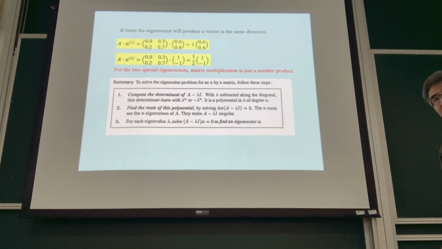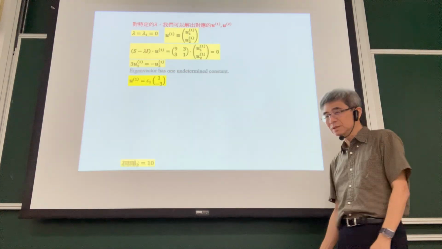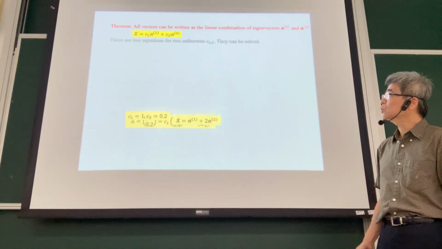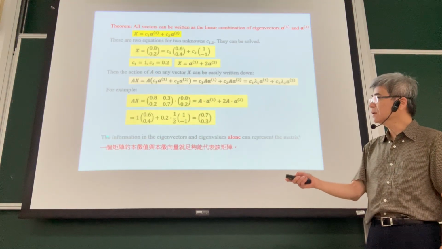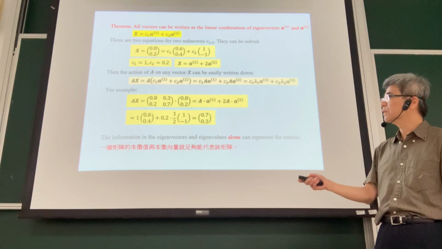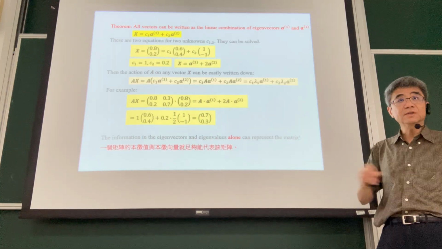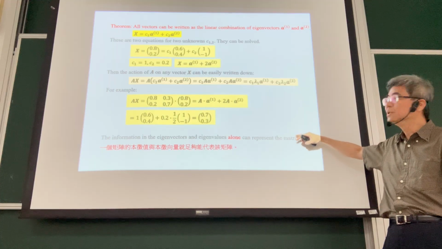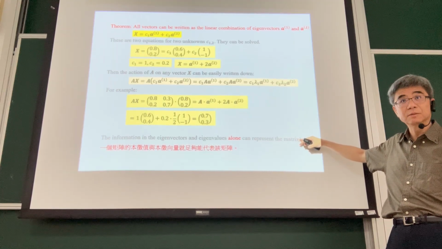Okay. However, for mathematicians, these eigenvalue problems really have a mathematical importance. That's what I want to emphasize again. Last week, I mentioned that the information in the eigenvectors and eigenvalues alone could represent a matrix. This is the ultimate importance of the eigenvalue problem for mathematicians.